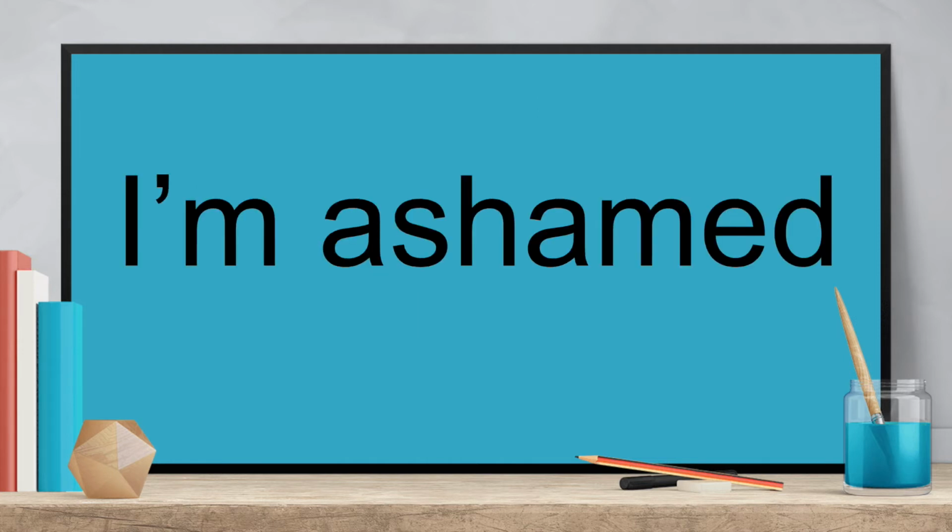The next one is I'm ashamed. So again, we're telling the person how we feel and that we feel bad about what happened or about what we did. For example, I'm ashamed that I didn't come home earlier. This is almost an apology, right?